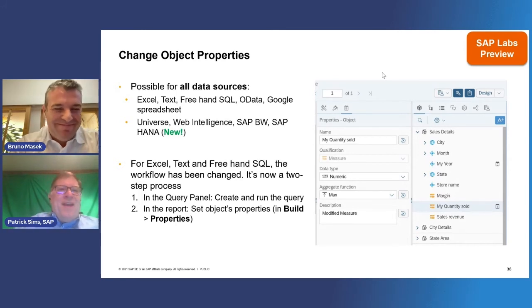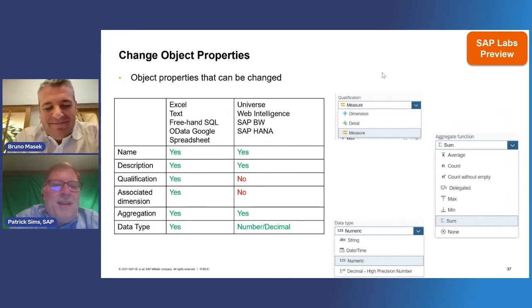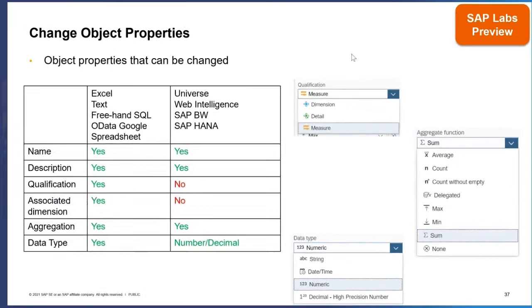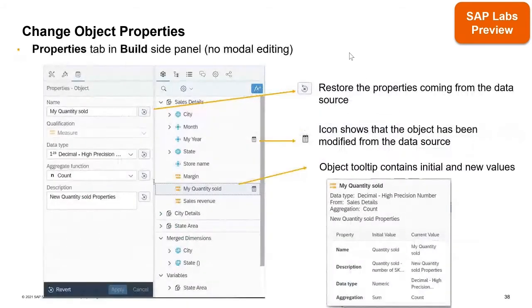Okay. All right, so for changing object properties, here are some examples of what you can or can't change. For the most part, you can pretty much change everything. In universes, WebI, HANA and BW, though, you cannot change the qualification or associated dimensions. Other than that, you're pretty good to go in terms of changing aggregation methods, descriptions, names and data types, of course. It does occur in the side panel. Again, we'll show you that, right?